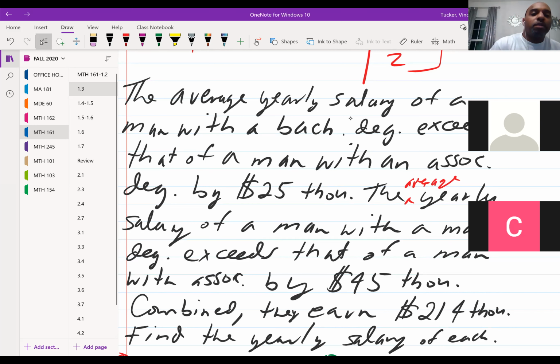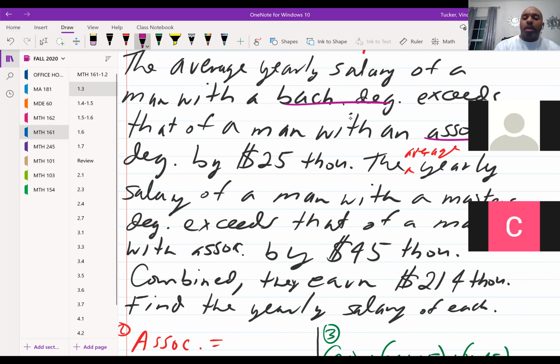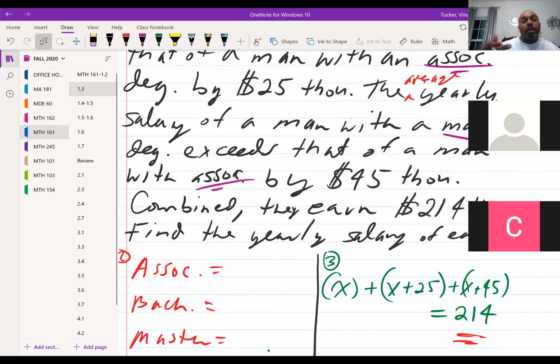We have the bachelor's degree, the person with a bachelor's degree. Then we have the person with the associate's degree. And then when we go to the next sentence, we have the man with the master's degree and a man with the associate's degree. So that's the same. You know, associate degree is associate's degree. So we have three different levels of pay: man with associates, man with the bachelor's, man with the master's.